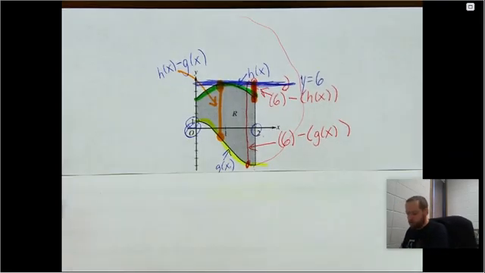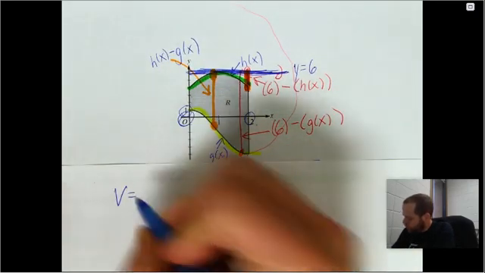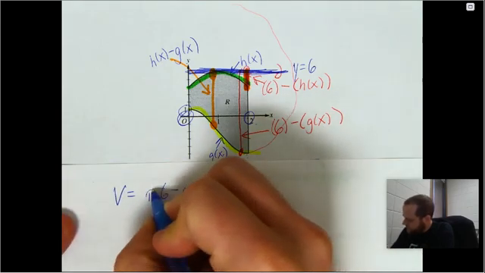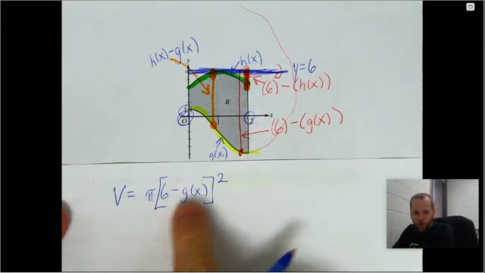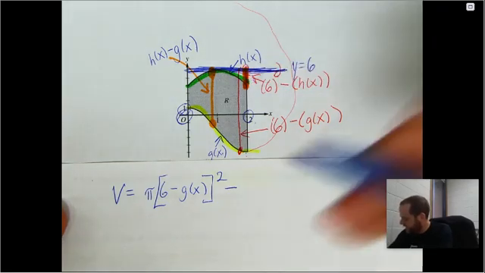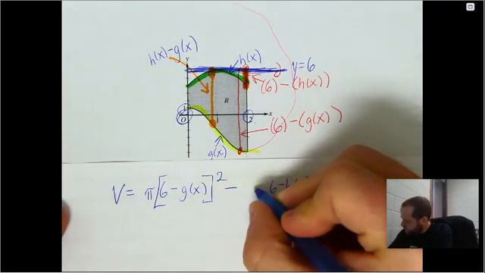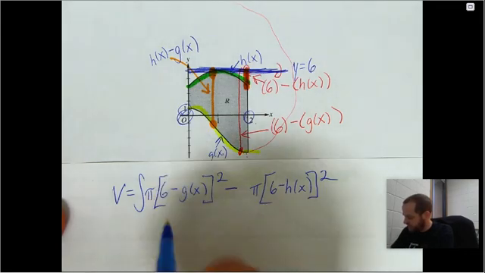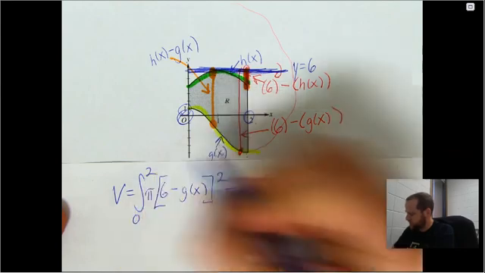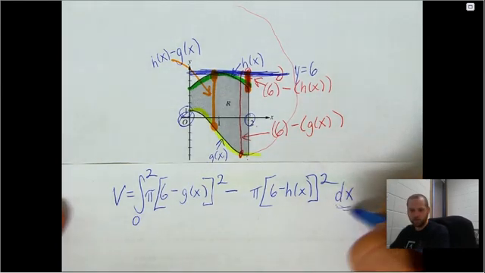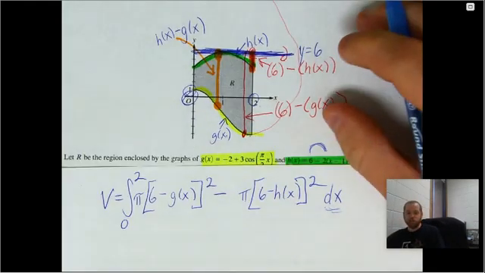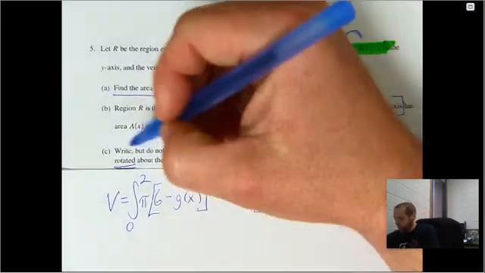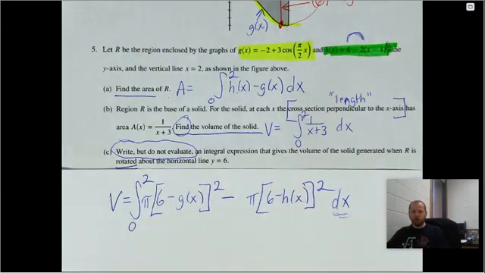So how do we now make this into volume? To do the volume, we're going to take the big radius, 6 minus g, and make it into a circle, pi r squared, minus, we're going to take that little radius and do pi r squared. And we're going to add those up from the smallest x to the biggest x, noting that x's are variable. And on this question, I love these on the AP exam because lo and behold, it says, write but do not evaluate. All you have to do is just write it.